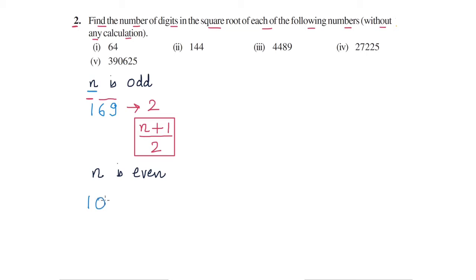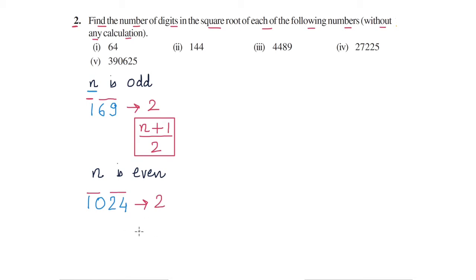Now let's see the even case. In the even case, for example, we have 1024, which is a perfect square number. We will again put bars over pairs of digits, starting from right to left. There are two bars, right? So what will be the number of digits in the square root? That will be 2 only.